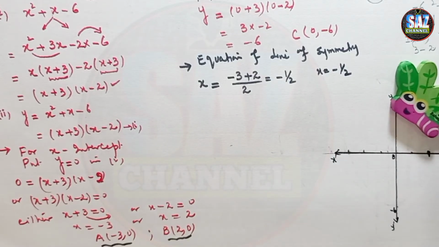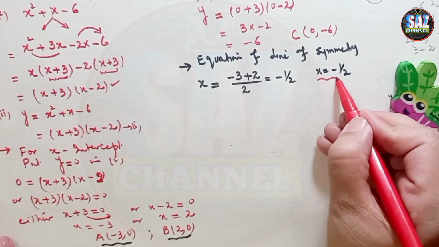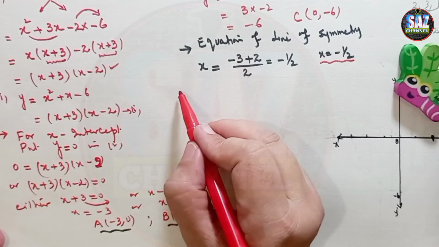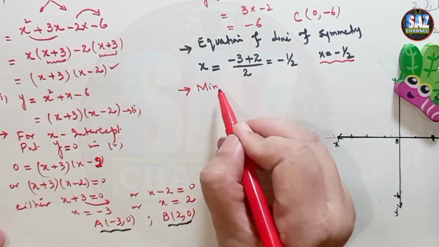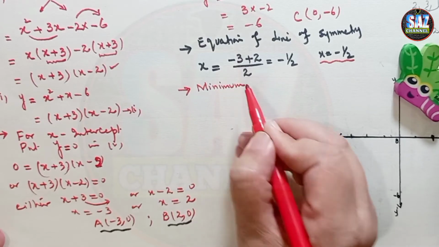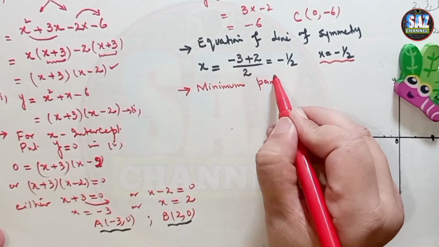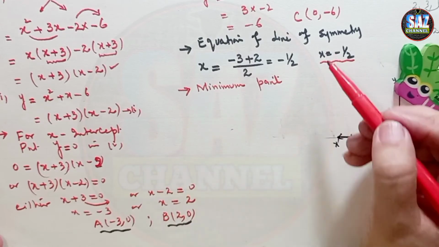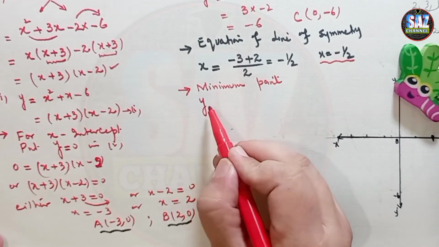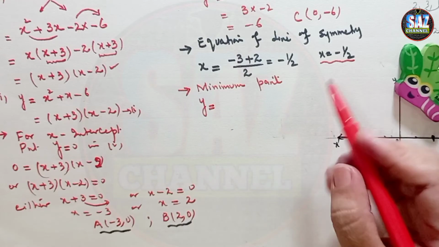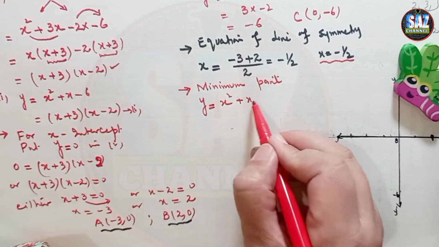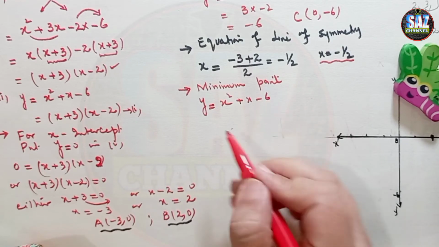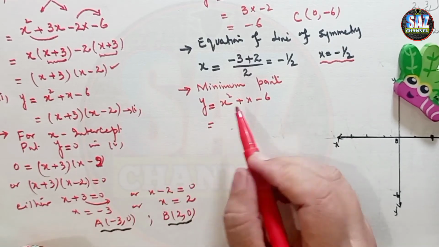So the equation of line of symmetry is x equals minus 1 by 2. And what is the role and need of finding the line of symmetry? It will help us in finding and deciding the maximum or minimum point. So for the minimum point, we have to replace the x value of the line of symmetry in the given equation, and the equation will take the form x squared plus x minus 6, either here or in this factorized form.